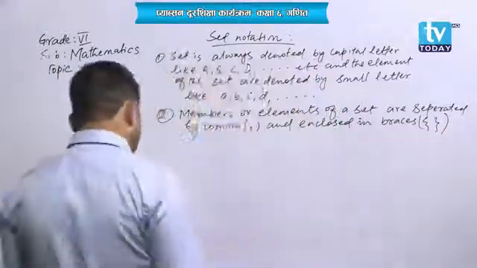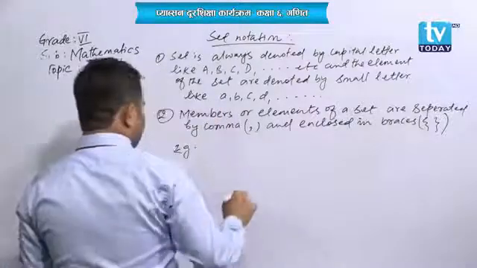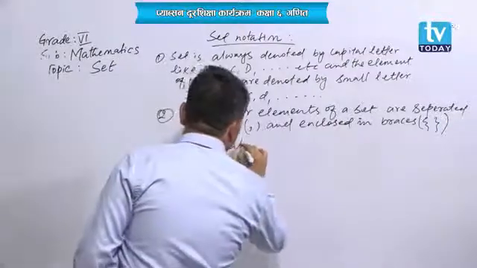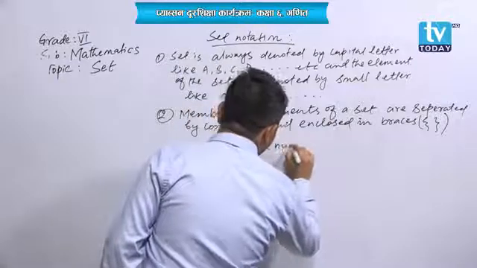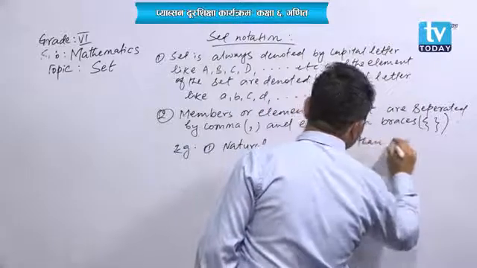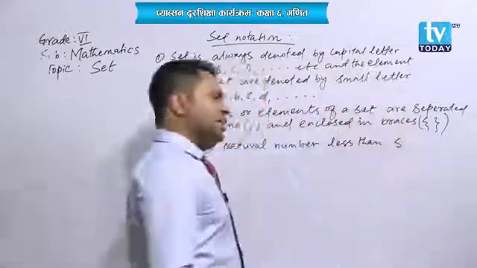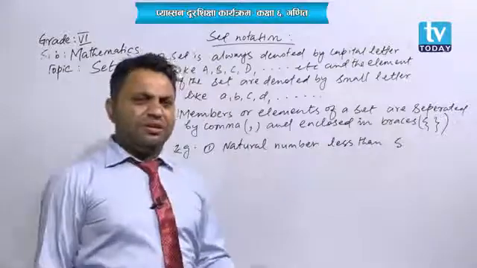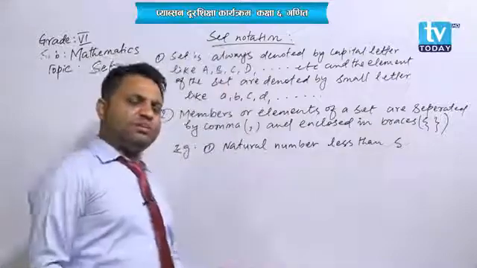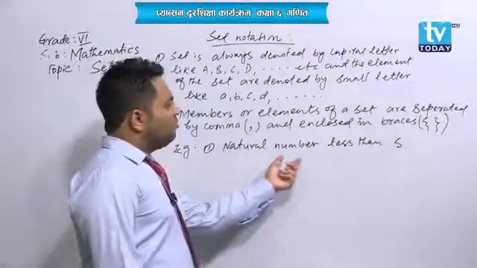Okay, let me write an example. Example number 1, natural numbers less than 5. Natural number, you know, natural number means counting number, starting from 1: 1, 2, 3, 4, 5, 6, 7, 8, 9, 10. All these are natural numbers, counting numbers. Here, natural numbers less than 5.